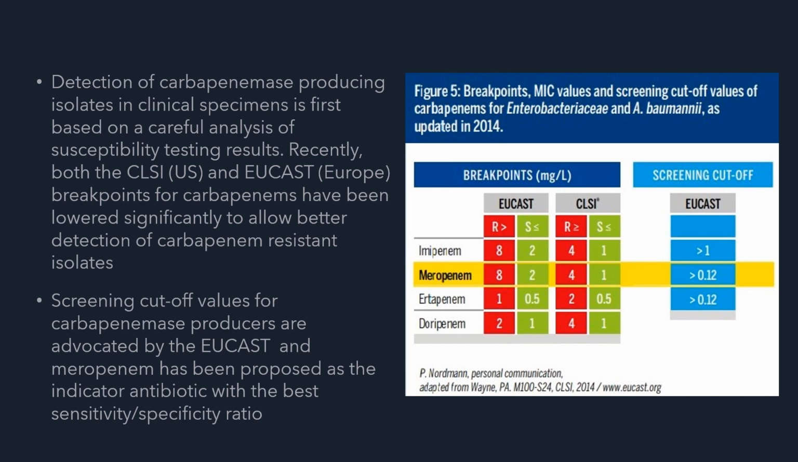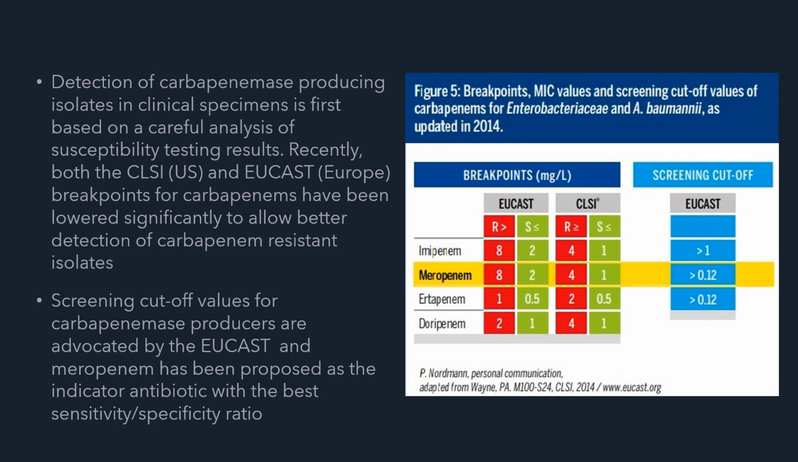Recently, both the CLSI and the EUCAST breakpoint for carbapenems have been lowered significantly to allow better detection of carbapenem resistant isolates. Screening cutoff values for the carbapenem producer are advocated by EUCAST, and meropenem has been proposed as the indicator antibiotic with the best sensitivity or specificity ratio.